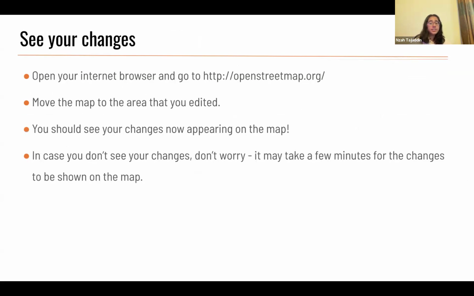You can also see your changes if you want. You can open your internet browser, go to the OpenStreetMap website, and move the map to the area that you just edited, and you should see your changes appearing on the map as soon as you upload them to the server. In case you don't see your changes, it might take a few minutes for them to be shown on the map.